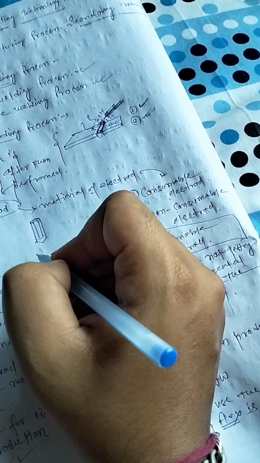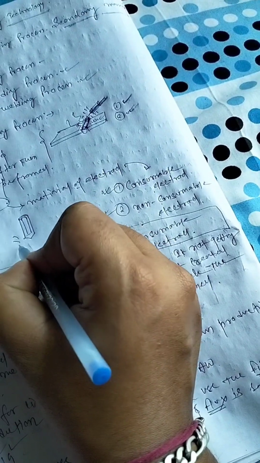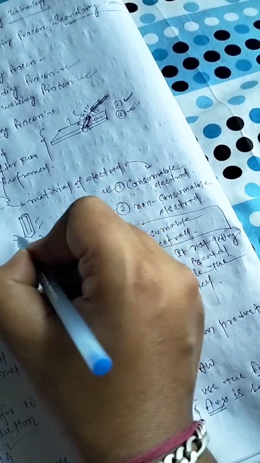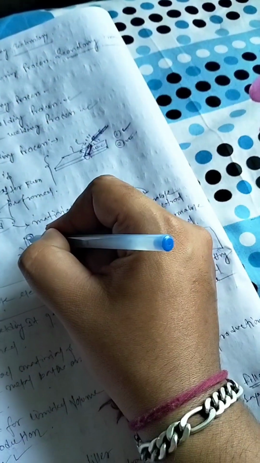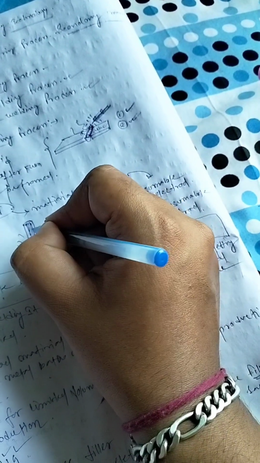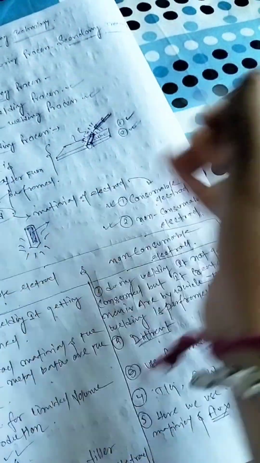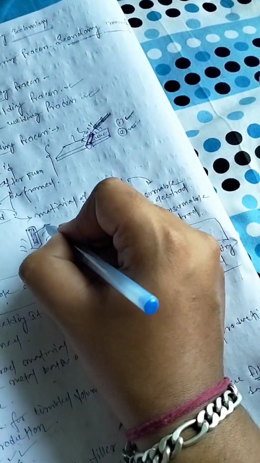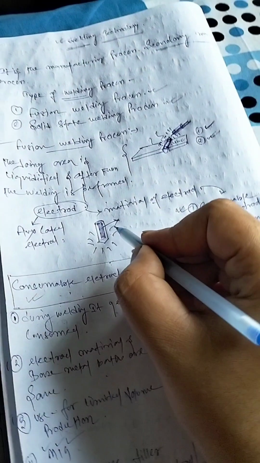The function of the flux is that when it produces the arc, because of that particular arc, this inner material actually gets liquefied, and it is the base metal, or we can say it is basically the filler metal.